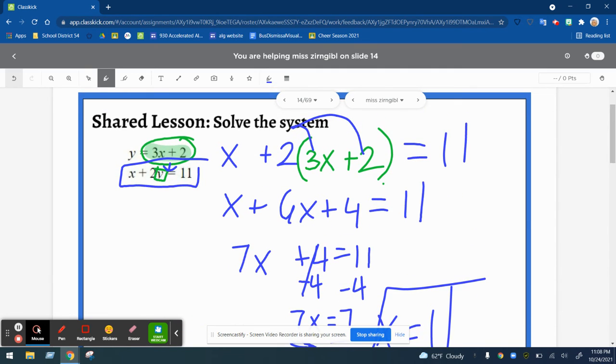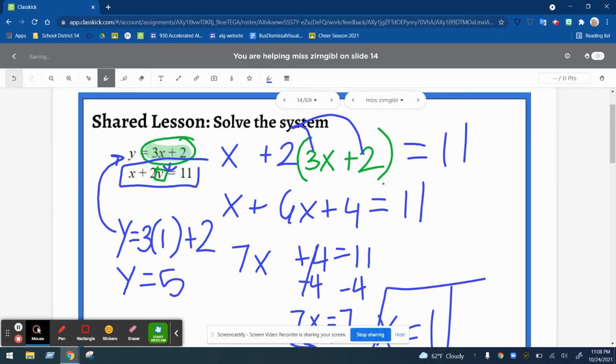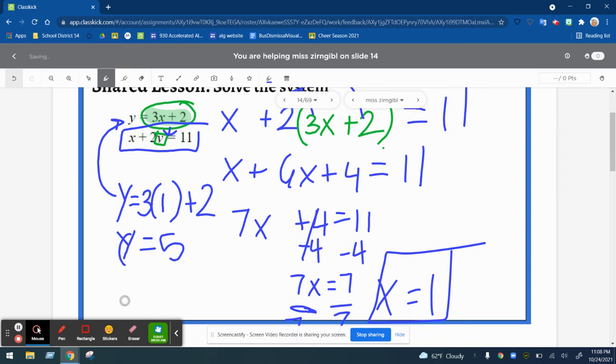All right, that's great, but I'm not done because we know that solutions to systems are ordered pairs. So now that I know that x is equal to 1, I'm going to go back here and say y equals 3 times 1 plus 2. So that I can get y equals 5. So I can write my solution as an ordered pair: (1, 5). So once you get your value for one of your variables, you're not done. You have to substitute it back in to get the second part of the ordered pair.